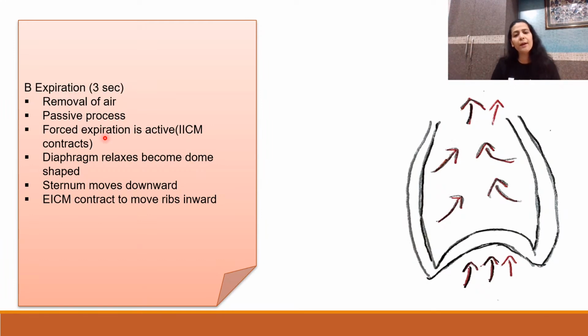But if it's a forced expiration, then it's active. And which extra muscles are involved? IICM, which were not involved in inspiration. In inspiration, only 2 muscles were involved, diaphragm and external intercostal muscles. Whereas for expiration, if at all it is a forced expiration, internal intercostal muscles are also involved, otherwise not. Under normal condition, no muscles are involved. Diaphragm relaxes and becomes dome shaped. Sternum moves downward. Rib cage moves inward. Reducing the cavity, the air moves out.